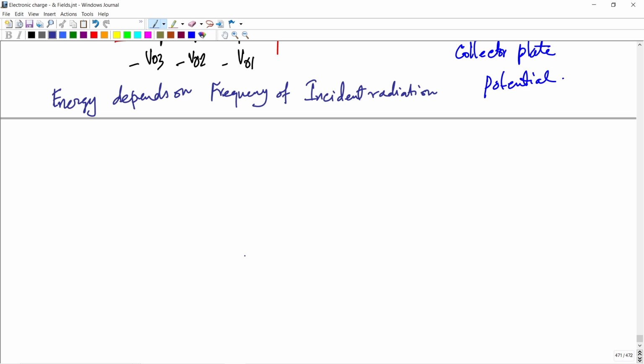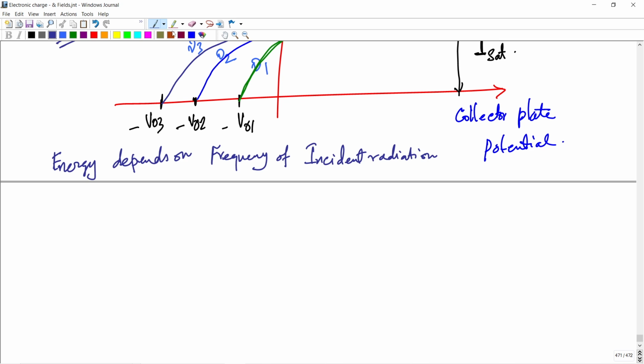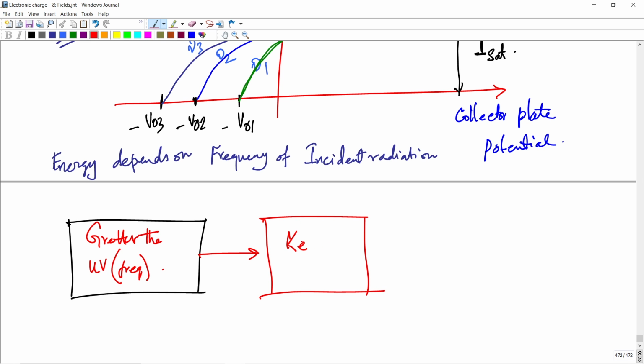Okay, and if I block the diagram here, a block diagram for better understanding. First block, get the UV ray frequency. If we get a higher UV ray frequency, then the kinetic energy is greater. The kinetic energy is more. If KE is more, we need more stopping potential.